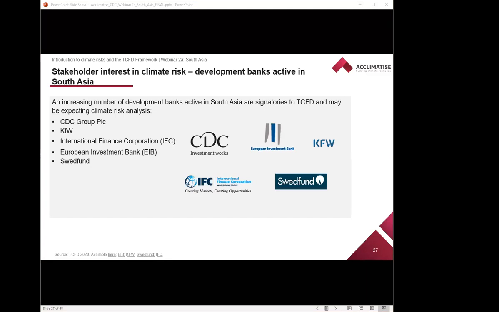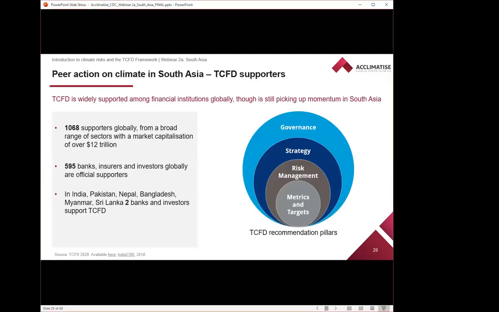Asian Development Bank is not down on this list, but that's simply because it is actually not signed up to TCFD. But for anybody who's been working with ADB recently, you'll recognize that they are incredibly active on the whole climate change front. And for example, every one of their projects is screened at lending risk stage in terms of climate change impacts. Next slide, please.